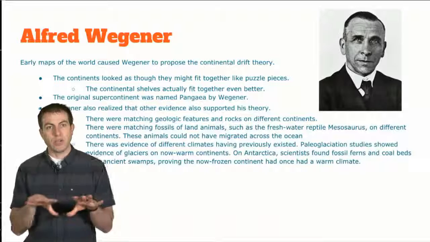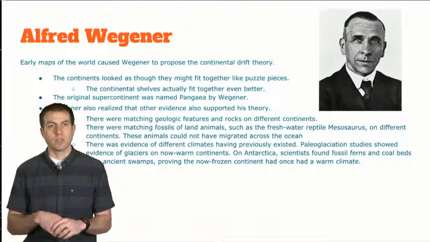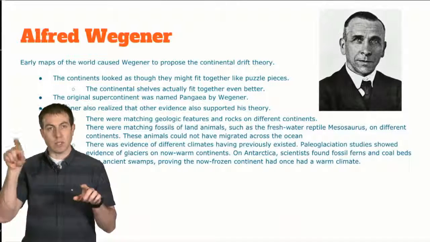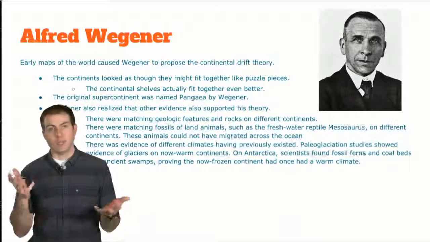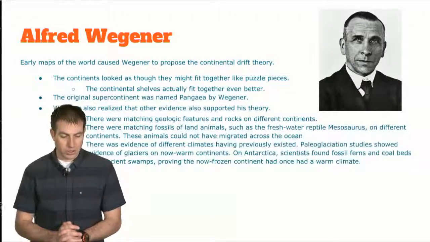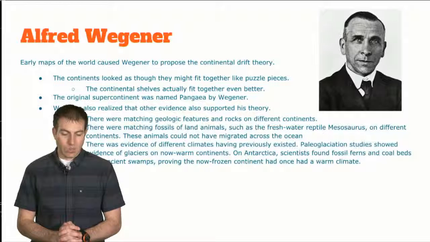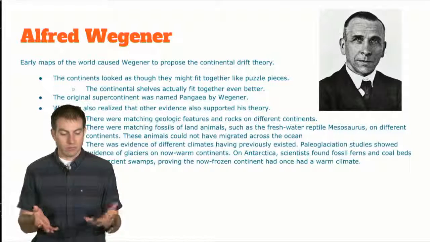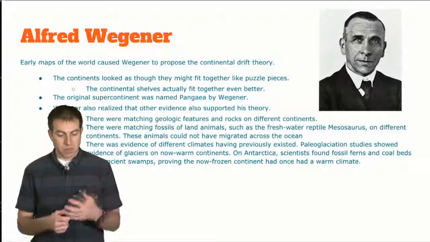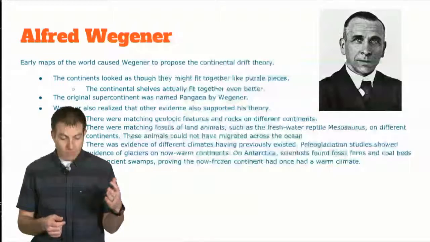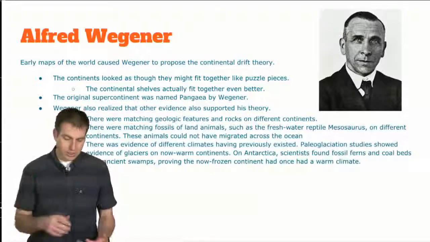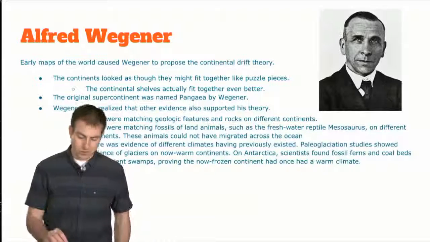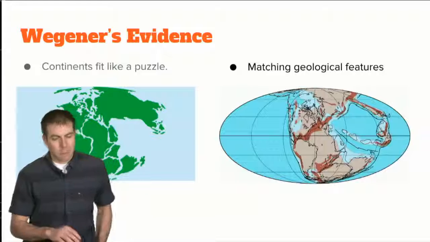So the continental shelves fit really well together, but of course he couldn't see that at the time. All he had was the outlines of the continents, because we didn't have satellites or anything 150 years ago. So Wegener came up with some other evidence: matching geological features, matching fossils, and different climates than previously existed. We'll look at each of these individually, and we'll just talk about Wegener's ideas.